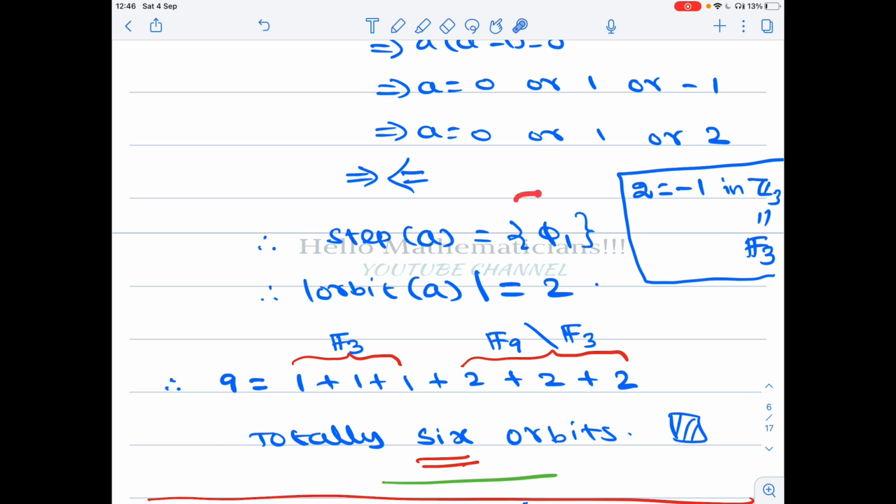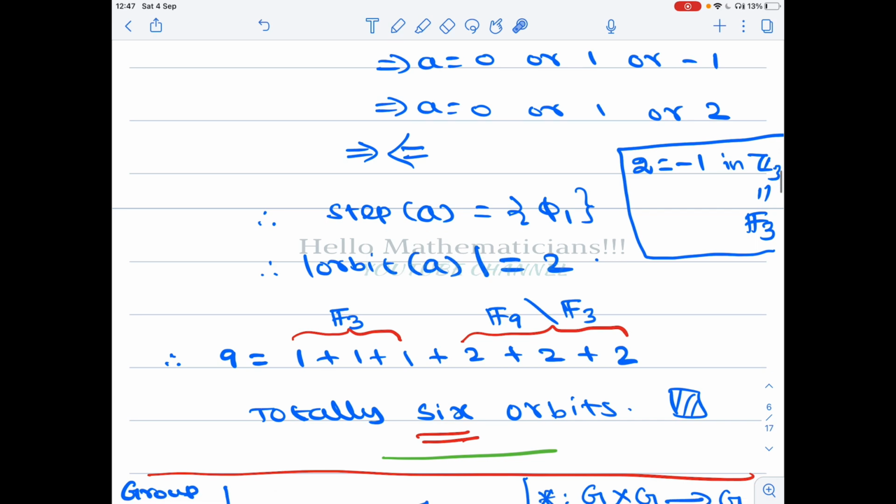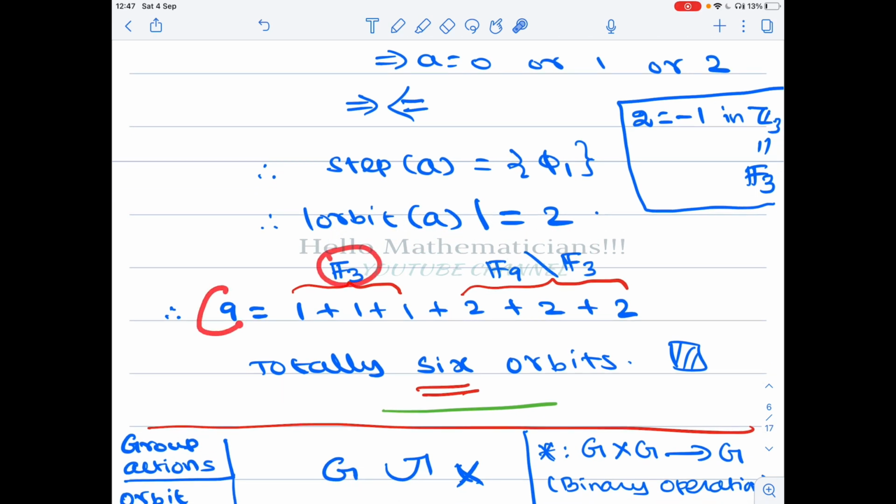Since the stabilizer is just the identity element, its orbit should contain two elements by the orbit stabilizer theorem. Now in F9 there are 9 elements. If an element comes from F3, its orbit will have one element. If you take an element outside F3, its orbit will have two elements. So all the orbits have either order 1 or 2. How can you split 9 into a sum of 1s and 2s? This is the only way: 1 plus 1 plus 1, 2 plus 2 plus 2 plus 2 plus 2 plus 2. Therefore, there are 6 orbits. So this is the final answer.